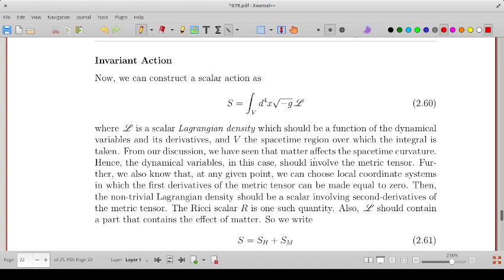Now we have seen that the matter affects the space-time curvature. So T mu nu represents the energy momentum tensor, represents the matter, and that introduces changes in the curvature tensor, the Ricci tensor and Ricci scalar, or in other words, it changes the metric tensor.